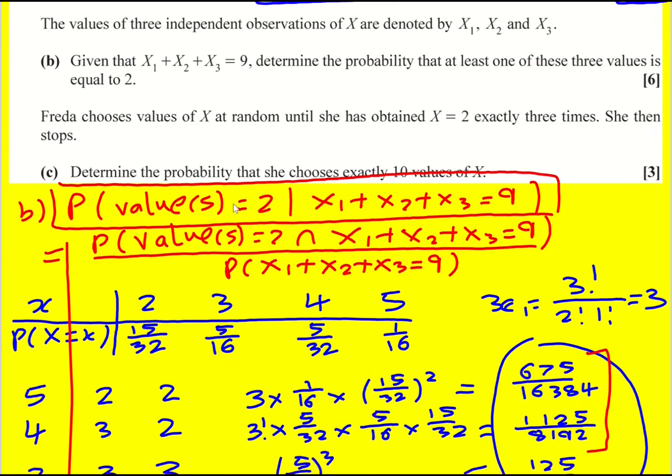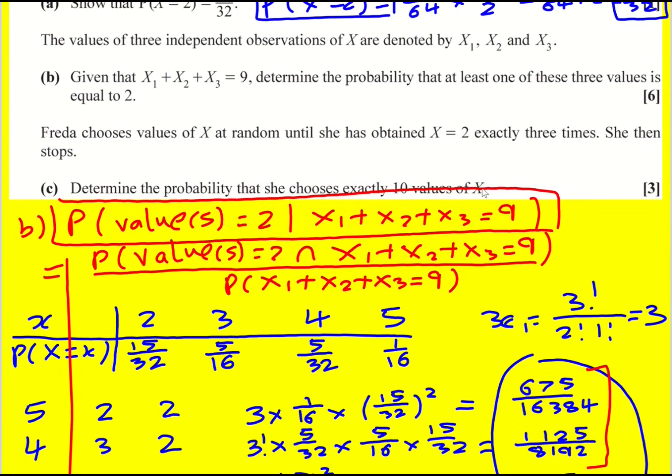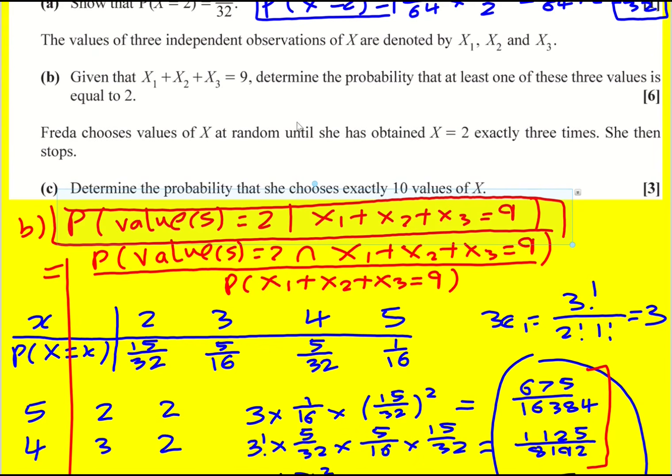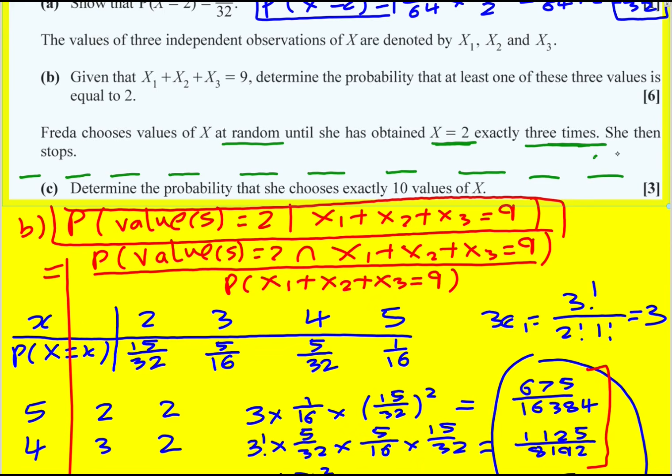Finally, we're asked to determine the probability that she chooses exactly 10 values of x when she chooses values at random until she's obtained x equals 2 3 times. Okay, this is the last question. It's testing us. So we are picking until we get 3 values, but we're looking for when she chooses exactly 10 values. 1, 2, 3, 4, 5, 6, 7, 8, 9, 10. So for this to happen, we must pick the last one as being a 2. Okay, that is fixed.